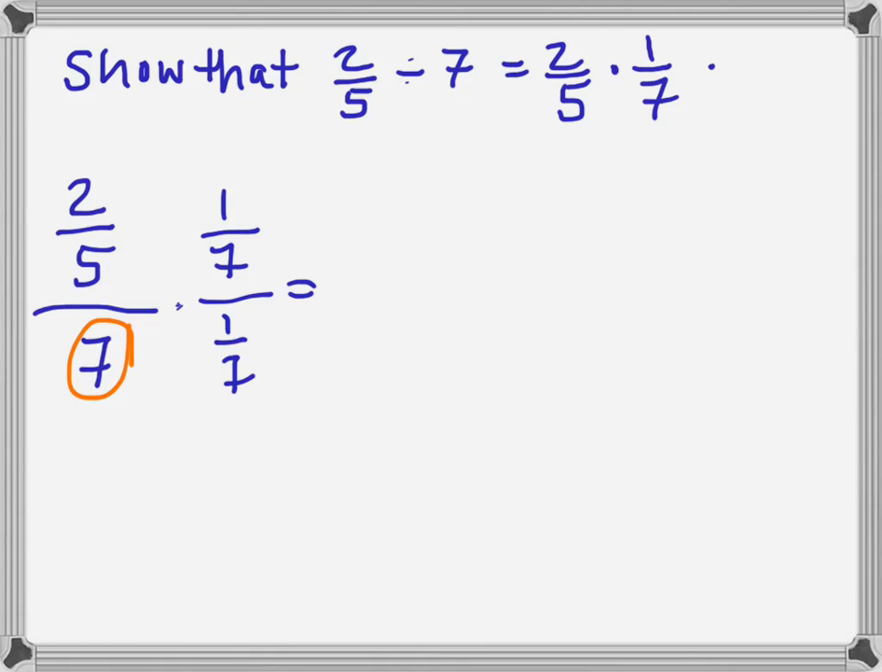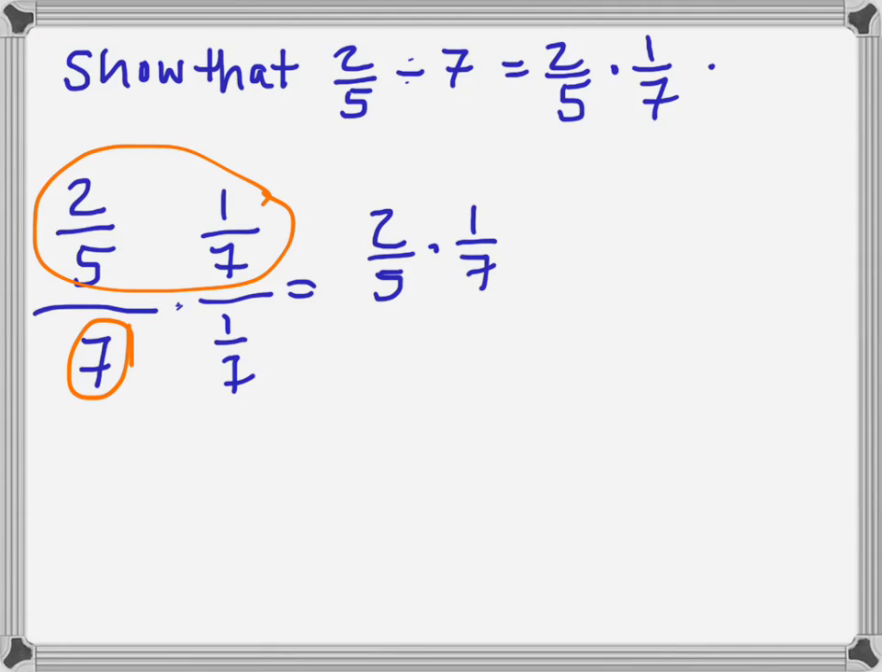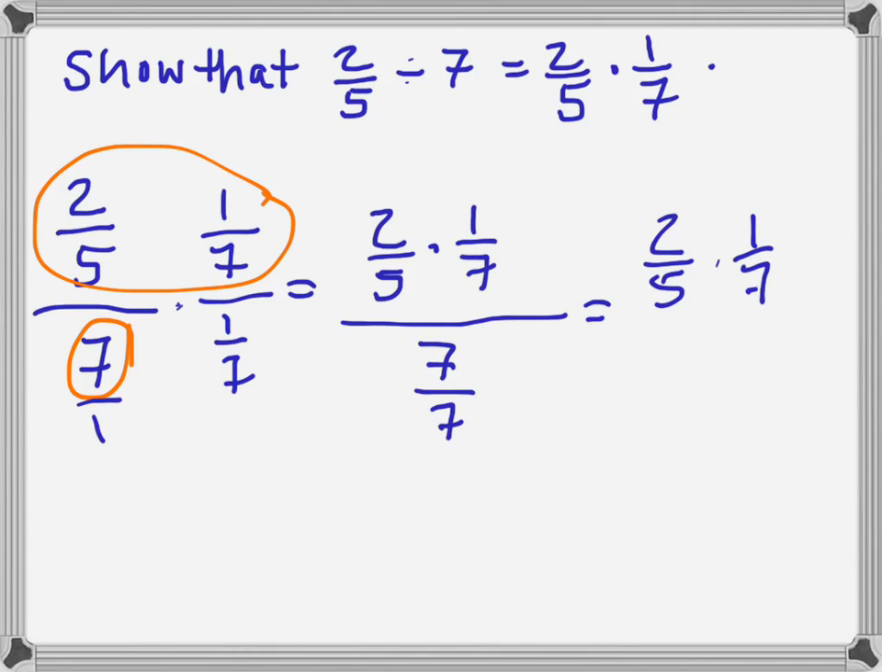Alright, so in the numerator, I could work that out and get an answer, but I'm just going to leave it as the multiplication problem, 2/5 times 1/7. Okay, so that takes care of this part. And then in the denominator, I've got 7 over 1 times 1 over 7. Alright, so 7 times 1, that's 7. And 7 times 1 in the denominator, that's 7. Okay, 7/7 is just 1. And dividing by 1 leaves you with the numerator 2/5 times 1/7.